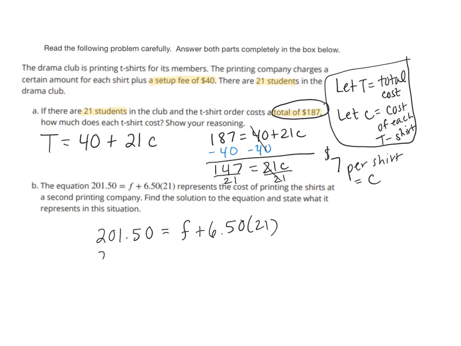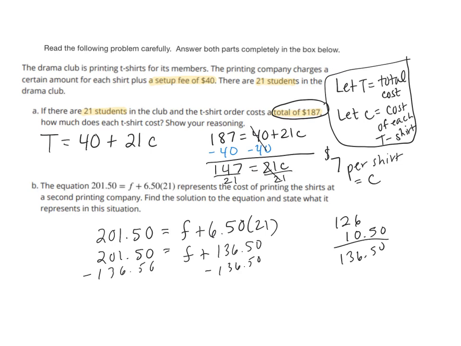All right, so it looks like it costs $6.50 per student in this case. So let's see, half of 21. Let's do 21 times 6 is 126, plus half of 21 is going to be 10.50. Okay, real quick math there. So that would be 136.50. We can take away that 136.50, which is $65.